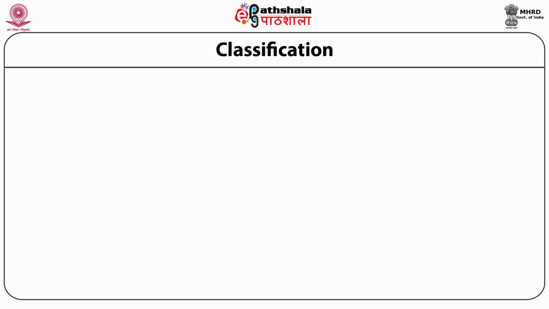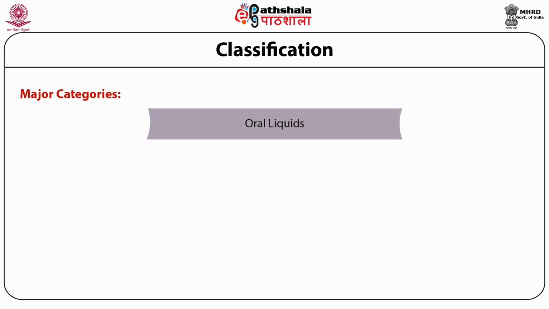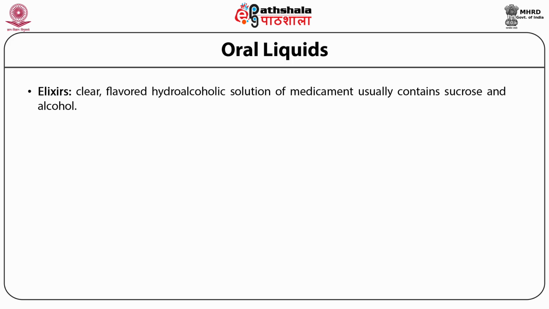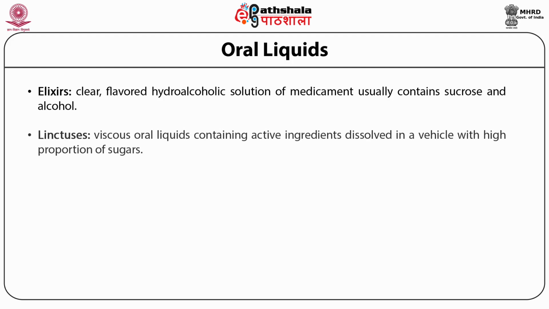Monophasic liquids can be broadly classified in four categories, that is, oral liquids, cutaneous preparations, oromucosal preparations, and miscellaneous. The first and foremost important category is oral liquids. It includes elixirs, linctuses, drops, and solutions. What are elixirs? These are clear, flavored oral liquids containing one or more active ingredients dissolved in a vehicle that usually contains a high proportion of sucrose in a suitable polyhydric alcohol or alcohols and may also contain ethanol up to 95%.